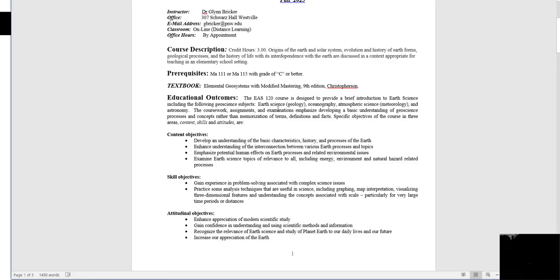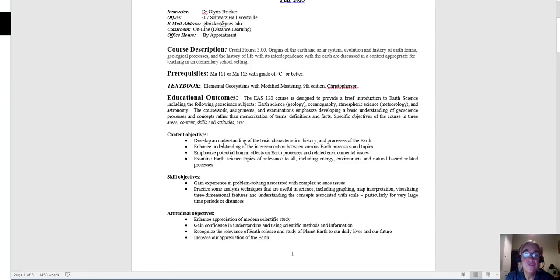Educational outcomes. It's designed to provide a brief intro to the Earth science, including the following geoscience subjects. So Earth science, so geology, you'll see some geology, oceanography, atmospheric science, astronomy, so really how the Earth works, different systems of the Earth, and a little bit with astronomy as well. Okay, so I think you're going to have a lot of fun with it. You're going to learn a lot about the Earth. So it's not just looking at a map and trying to figure out where a certain city is located. It's systems of the Earth. So Elemental Geosystems is actually the name of the book. Okay, you can take a look through here.